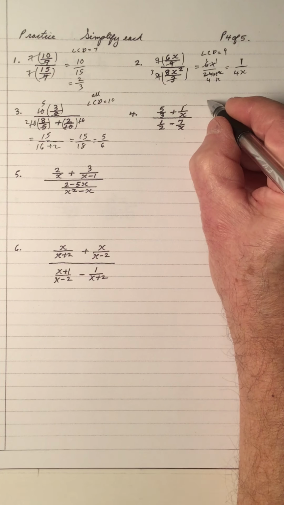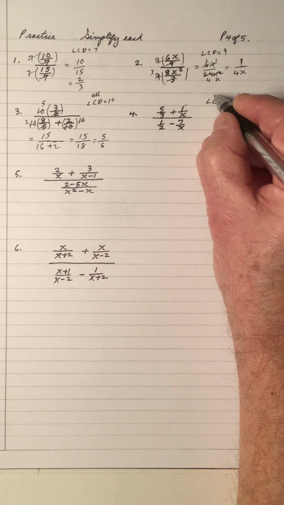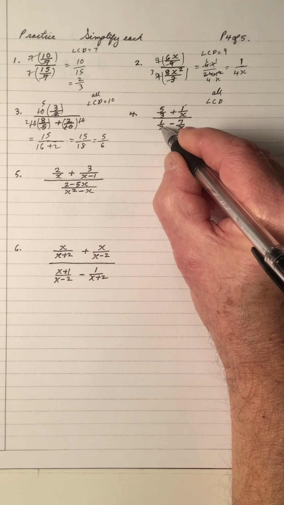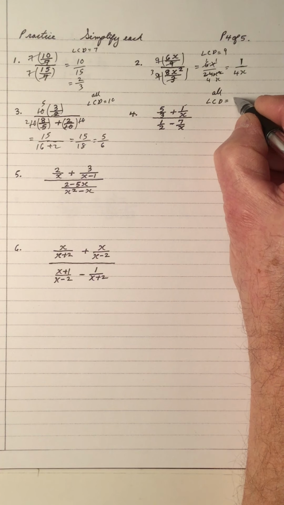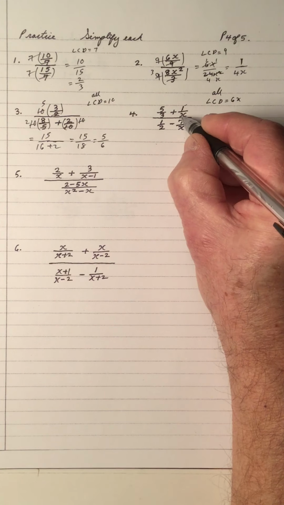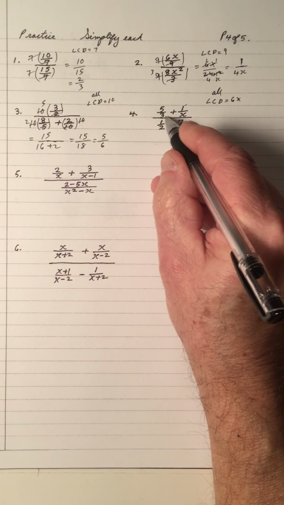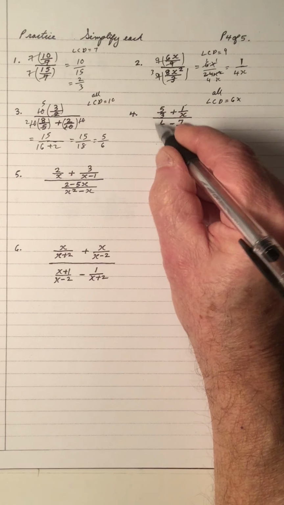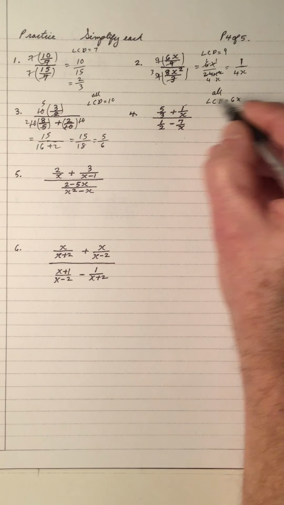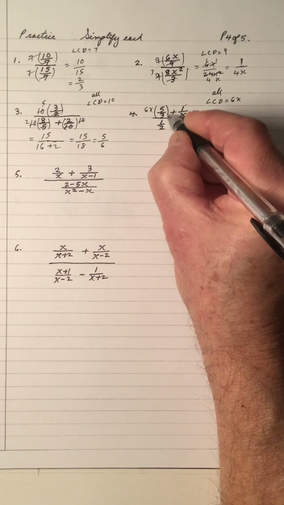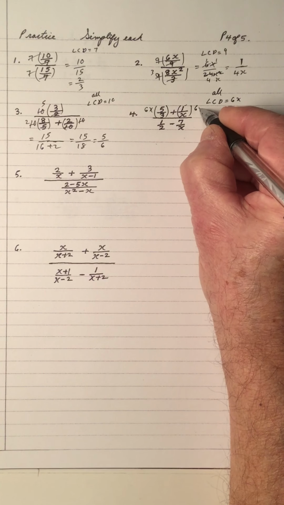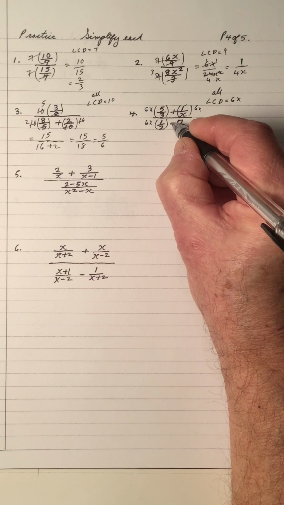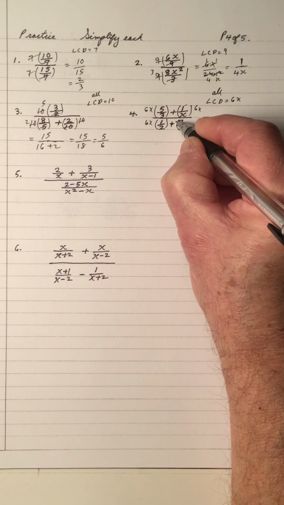Let's continue. LCD for all of them. LCD for 2 and 3 and x is a 6x. 2 and 3 is 6 and with an x. LCD for the top is 3x. LCD for the bottom is 2x. LCD for all of them is 6x. So 6x times 6x. Oh, forgot to add on the opposite. So that's a negative 7.